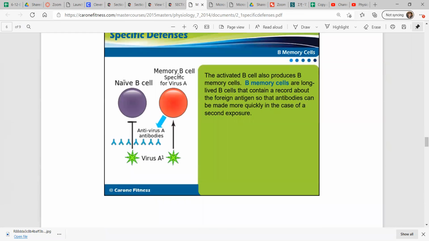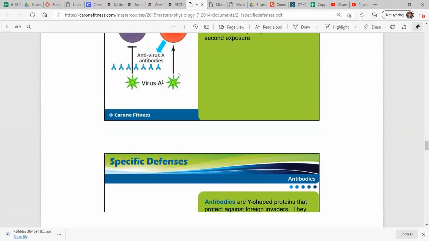The activated B cell also produces B memory cells, and these B memory cells are long-lived B cells that contain a record about the foreign antigen so that antibodies can be made more quickly in the case of a second exposure. So these guys take notes, and then they wait until something similar happens next time, and then your body's able to respond more efficiently. It's pretty cool.